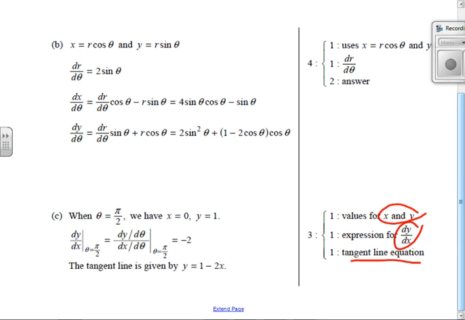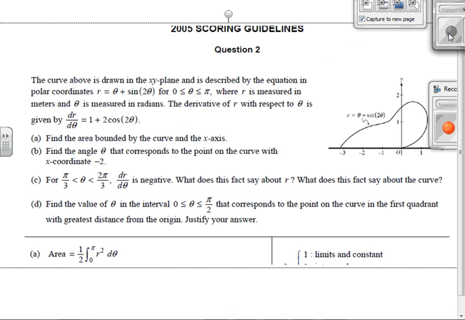No. Do you want to try another polar? Yeah, the two ones that we have. Yeah, we'll have to go back to like 2004, I think. Or maybe not. Maybe it's 7. Okay, so this is dr d theta, or r is theta plus sine of 2 theta. Find the area bounded by the curve and the x-axis.